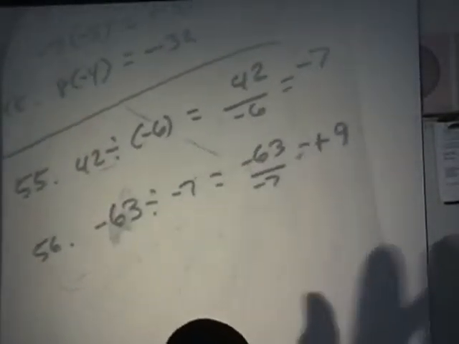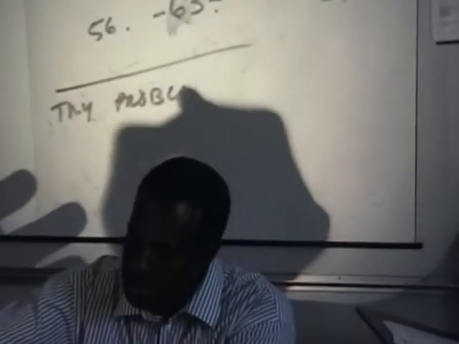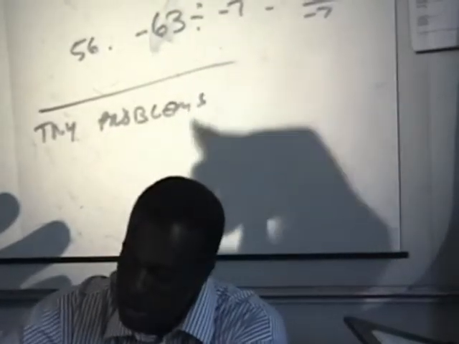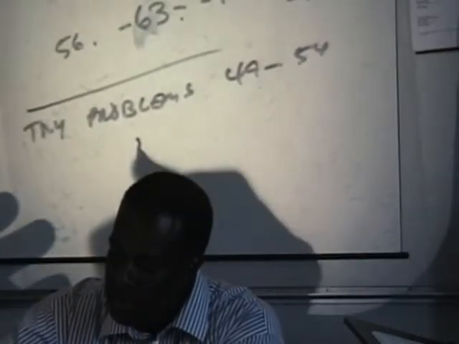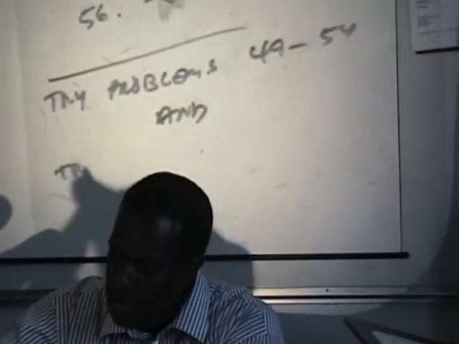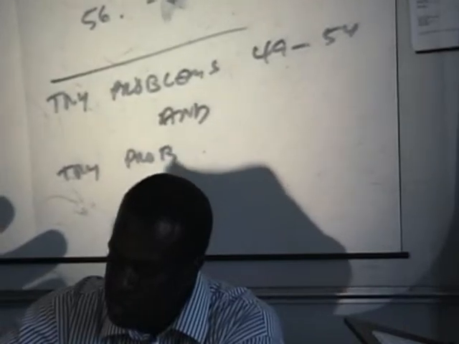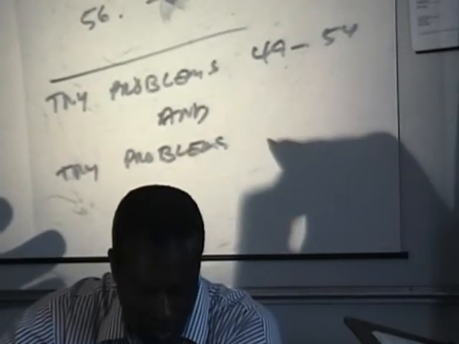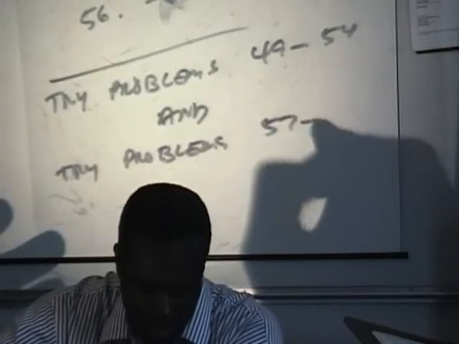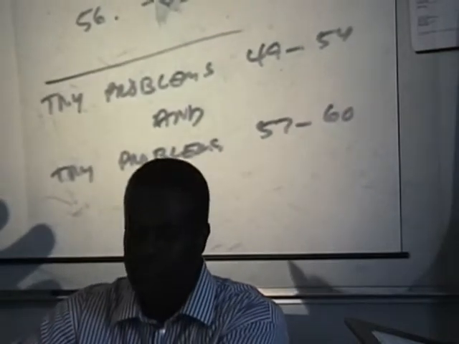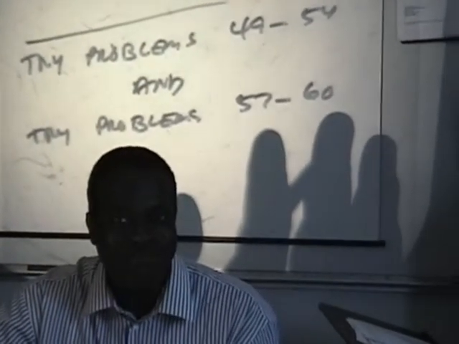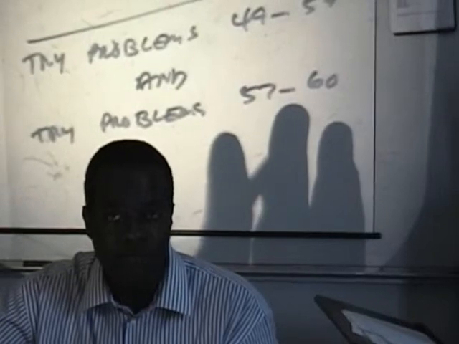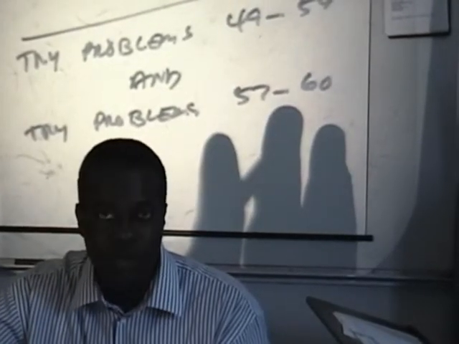Now, what I'd like for you to do, I want you to try problems 49 through 54 and try problems in the division section. Try problems 57 to 60. Okay? I'll give you about 5 minutes. You should be able to do those in 5 minutes. Okay, we'll pause right here and I'll be back with you in about 5 minutes, okay?